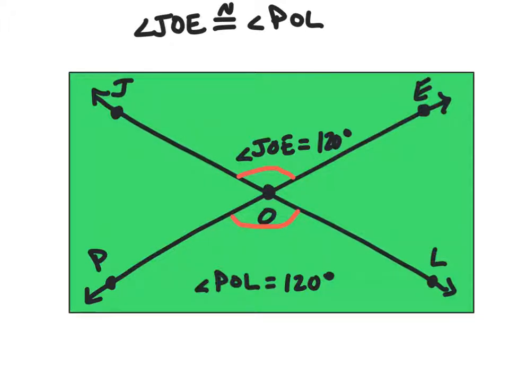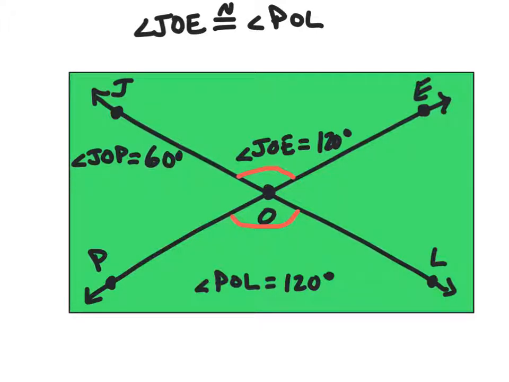All right, now the next thing I want you to do is take your protractor and measure angle JOP. So over here, I'm going to write angle JOP. Go ahead and measure that and see what you get. Show me what you got. I've measured mine. Mine is 60 degrees, so it's going to be a little bit different than yours.